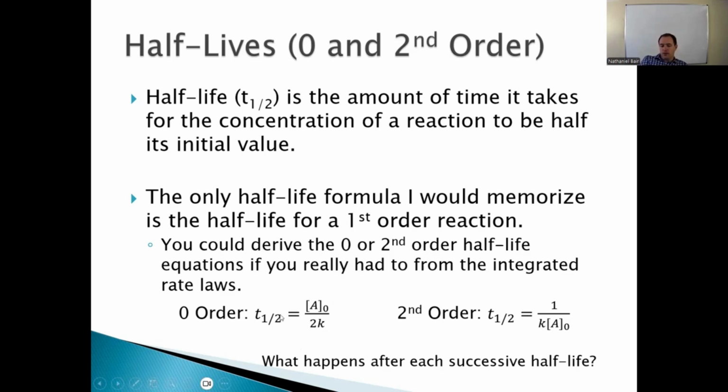So here's the half-life equation. The amount of time it takes for half the substance to change is equal to the initial concentration divided by 2 times the rate constant if you're zero order. And if you are second order, the amount of time it takes for half of the substance to change is equal to 1 over the rate constant times the initial concentration.